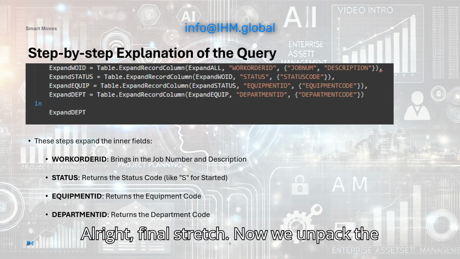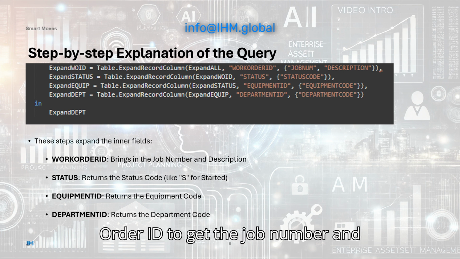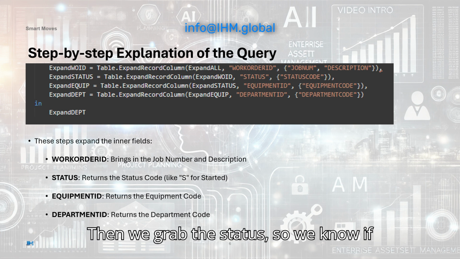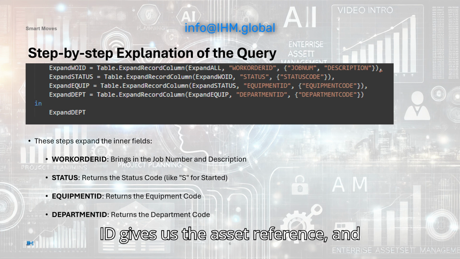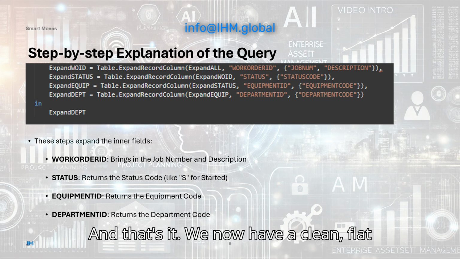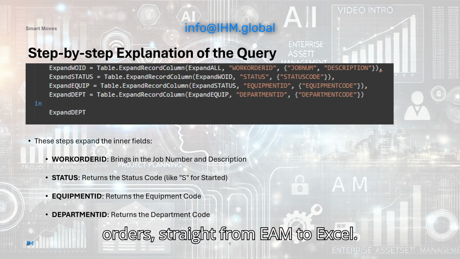Alright, final stretch. Now we unpack the inner fields. First, we open up Work Order ID to get the job number and description, super useful for reports. Then we grab the status, so we know if it's open, started, or done. Equipment ID gives us the asset reference, and Department ID shows who's responsible. And that's it. We now have a clean, flat table with all key info from the work orders, straight from EAM to Excel.